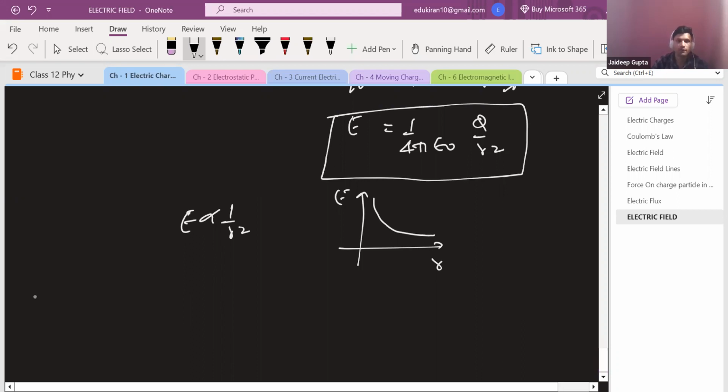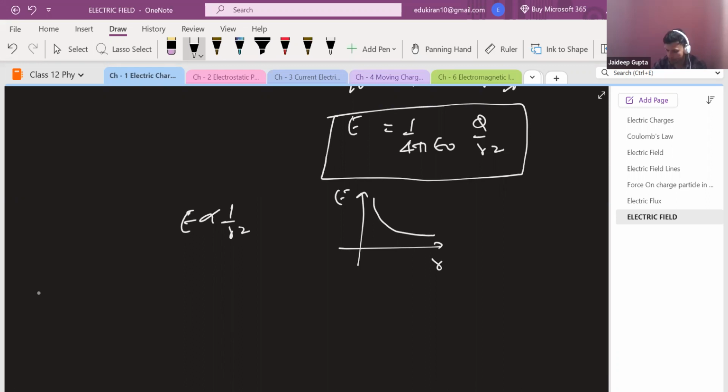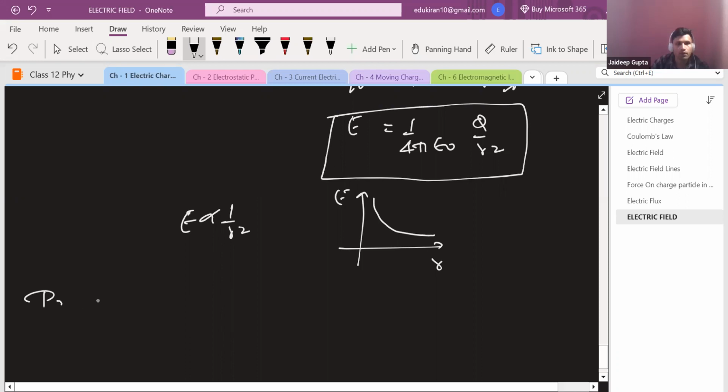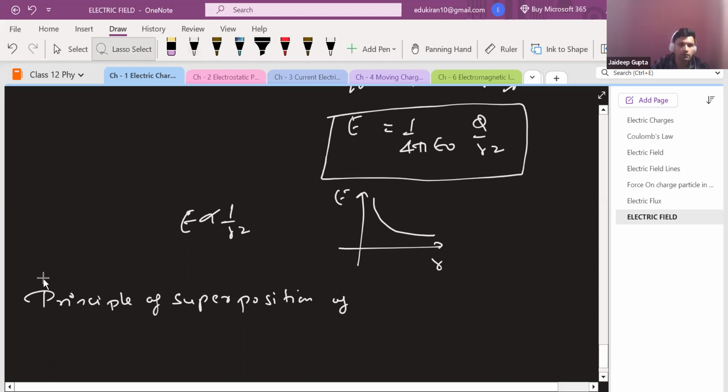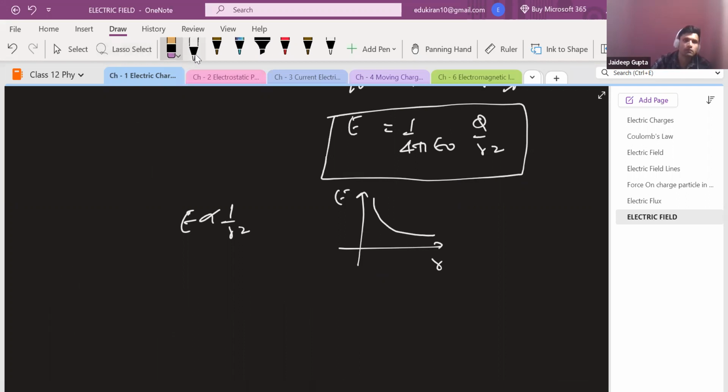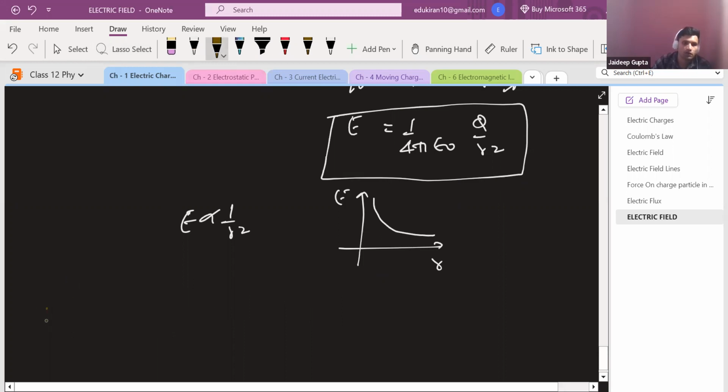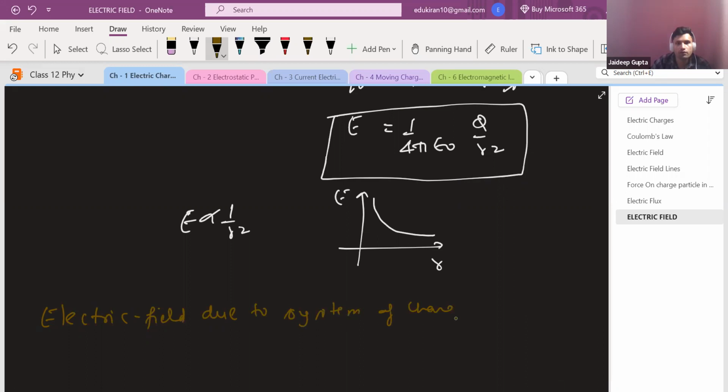Now, principle of superposition. Or we can say, now, electric field due to system of charges.